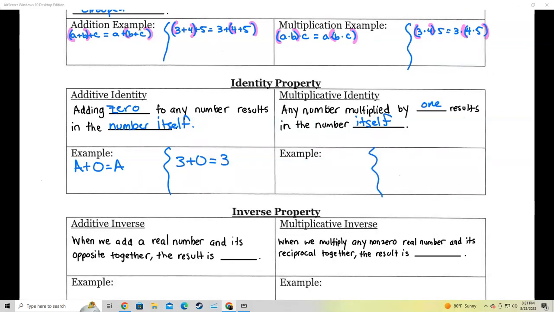So as far as the general example for this one, we're going to go A times 1 is equal to A. It stays the same. And the example I use, if I take 7 and I multiply it by 1, guess what? It's still going to stay a 7. It's going to keep its identity.